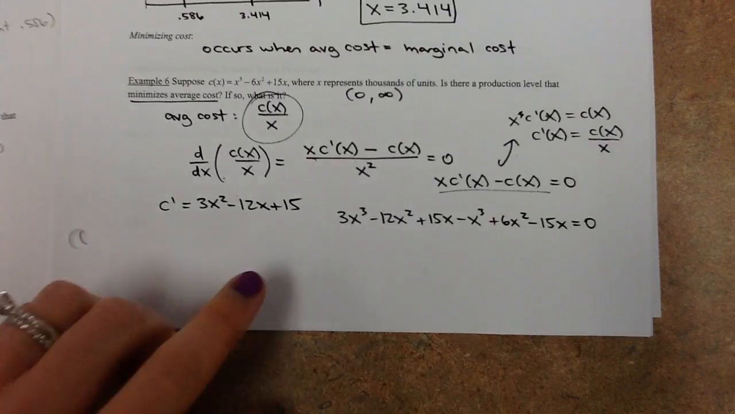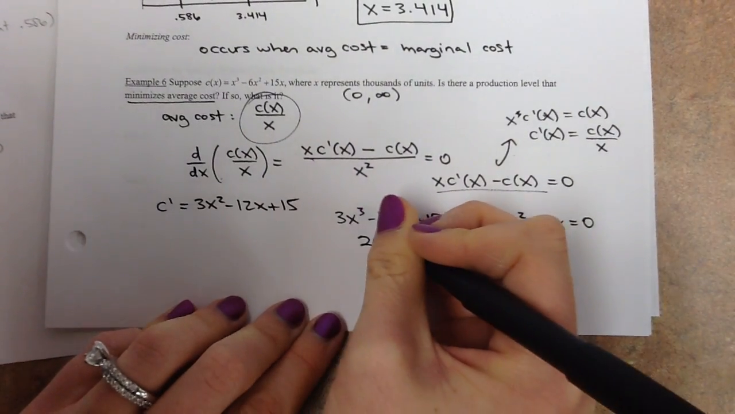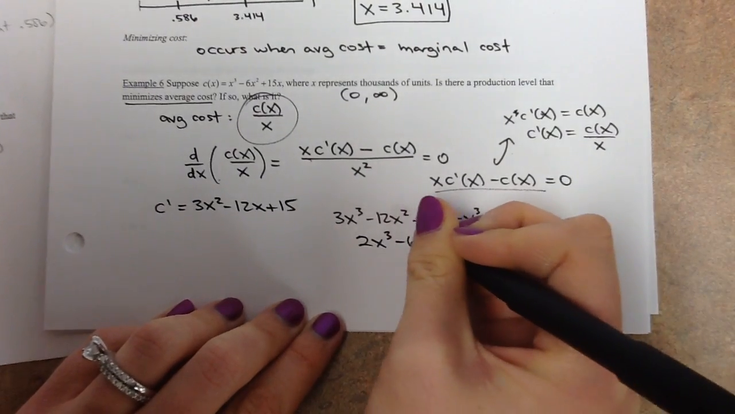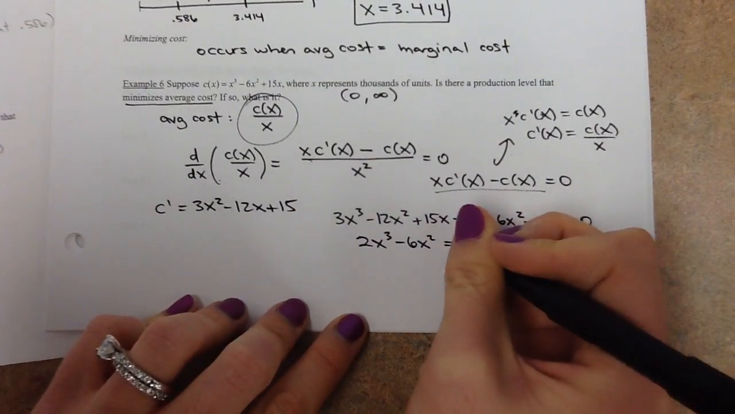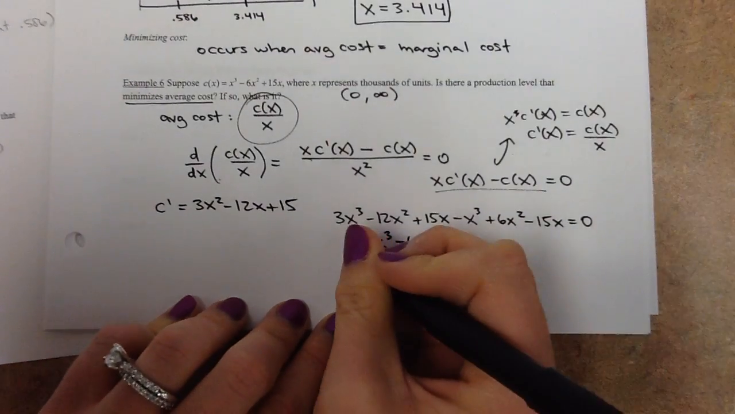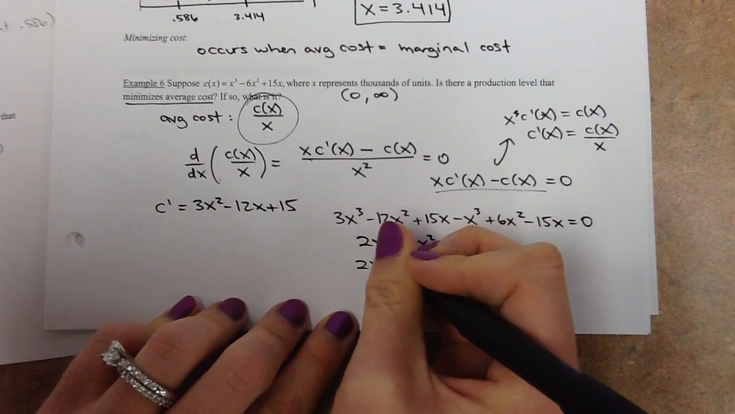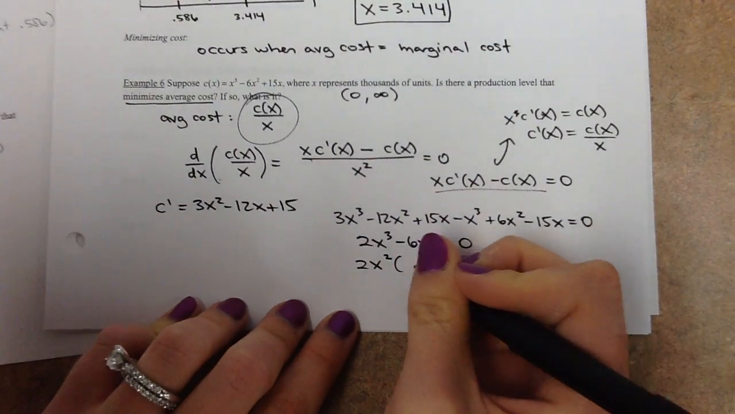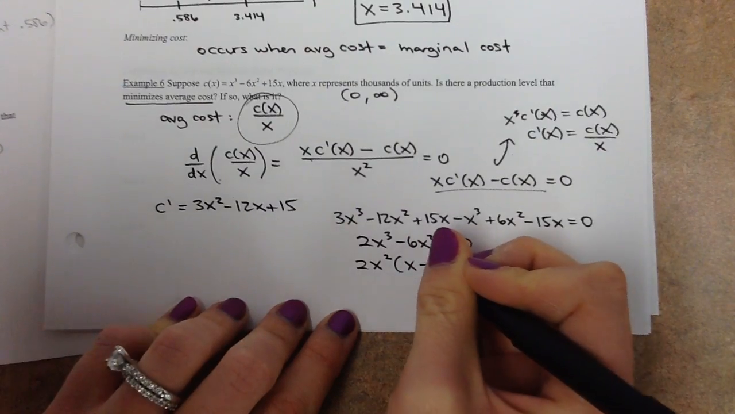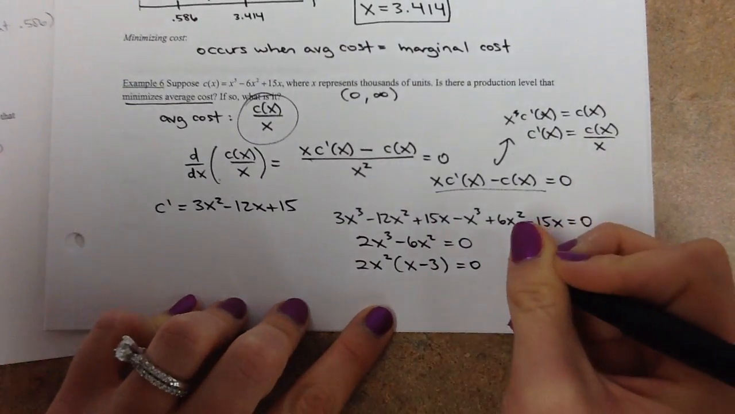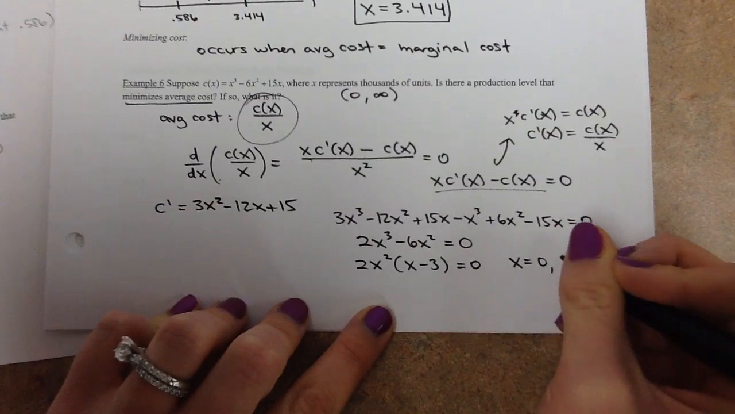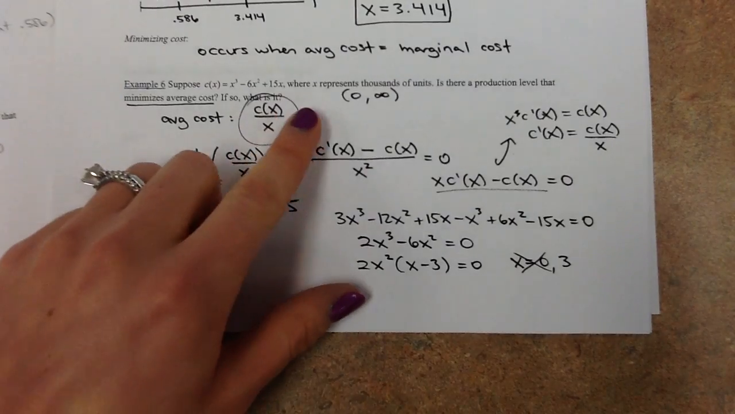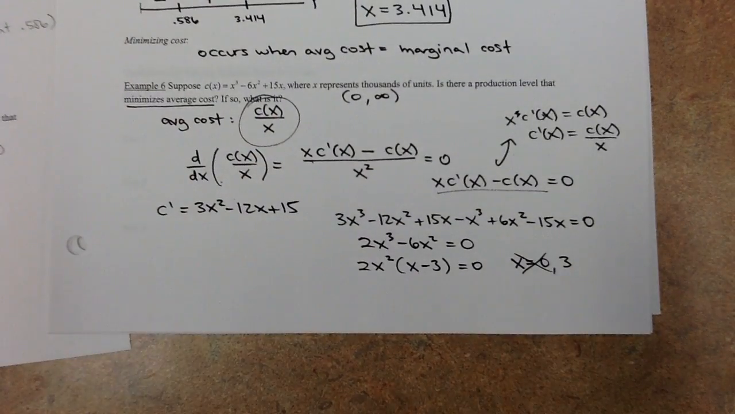So lots of like terms we can combine. The x cubed, we get a 2x cubed. The x squareds, we get a negative 6x squared. And then the 15x's will cancel. We are just setting that equal to 0. So we can factor out a 2x squared. Alright, and then we've got x minus 3 equals 0. So the critical points we come up with are 0 and 3. Okay, 0 doesn't count because it's not within our domain. It's 0, but it's non-inclusive. So 3 counts as a critical point.